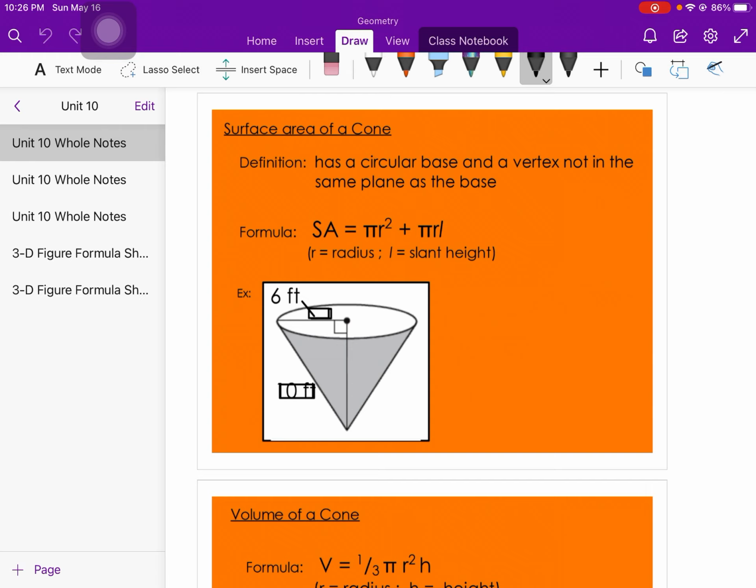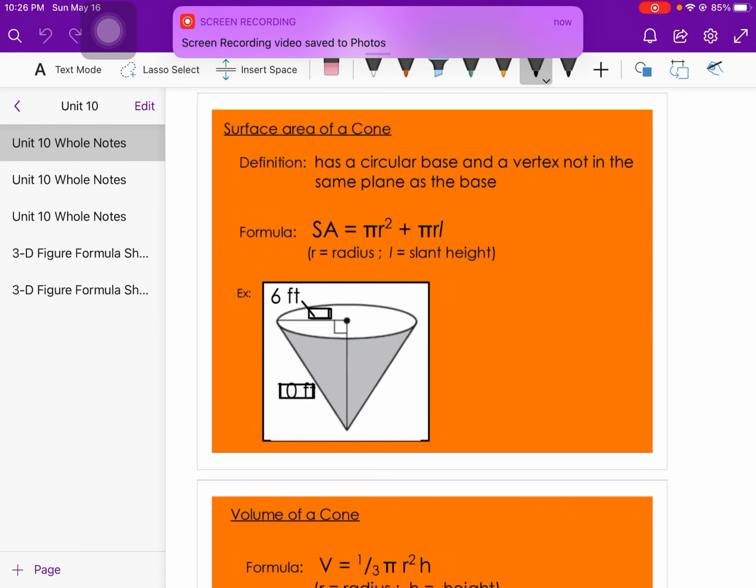So now a cone, a common thing that we think of with a cone is the ice cream cone. It's the most common one that I think of. It's got a circular base and a vertex not in the same plane as the base. So it's kind of like a mixture of the cylinder and the pyramid. So we have that circular base, but all of the curves to it are going to meet at a single point. Now, since it has a circular base, we're going to see a lot of the same things that we did with the cylinder formulas.